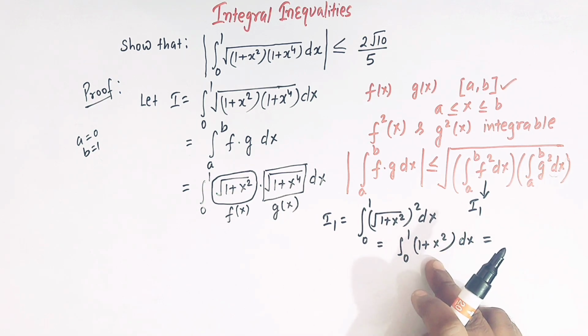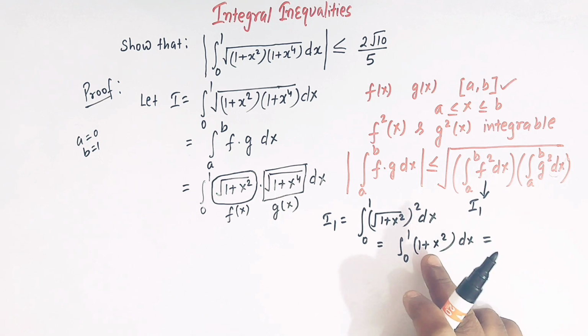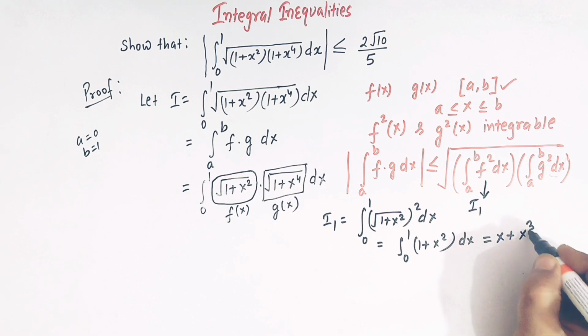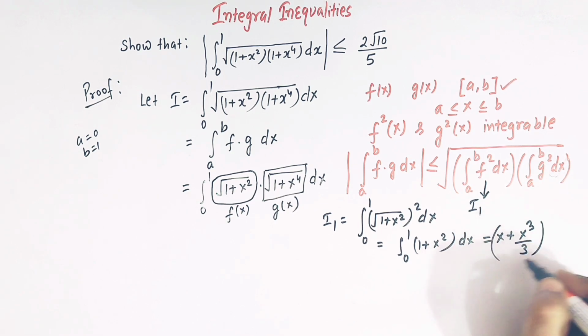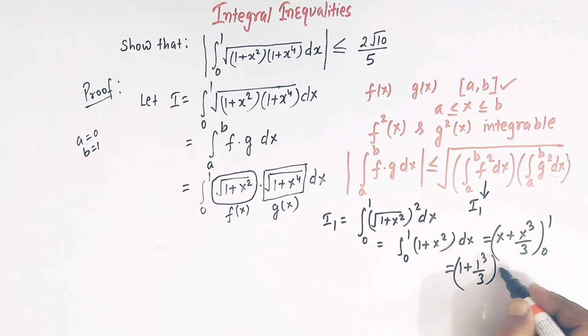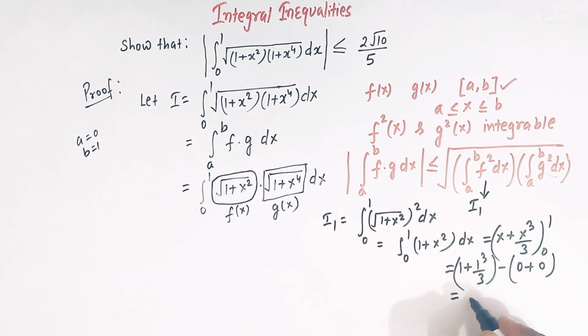Now we have a simple integral. The integral of 1 plus x squared is simply x plus x cubed over 3. Limits are from 0 to 1. Now substituting the limits and taking the difference, we have 1 plus 1 cubed over 3, minus 0 plus 0. So here we have 1 plus 1 over 3, that is 3 plus 1 over 3, that is 4 over 3.